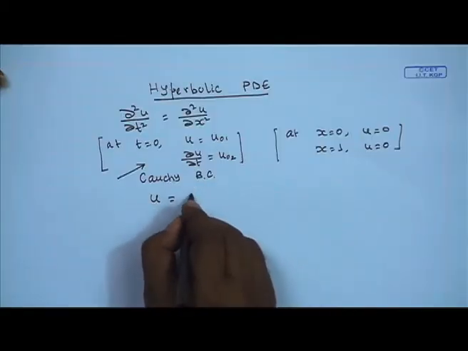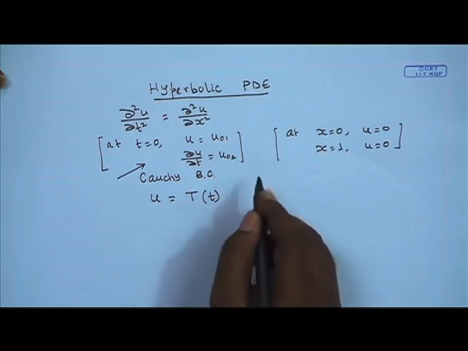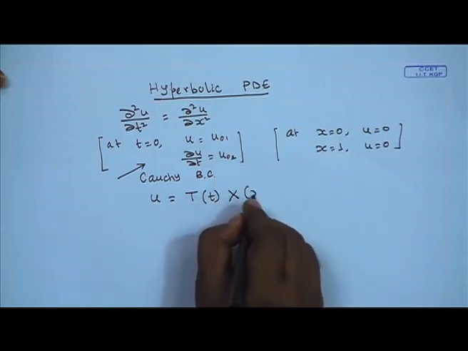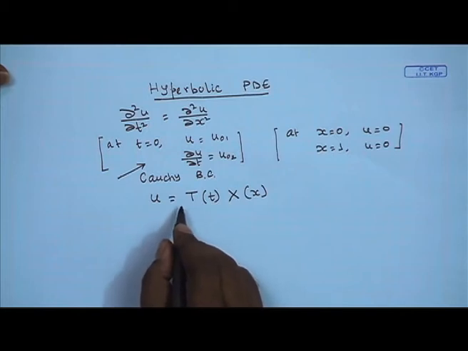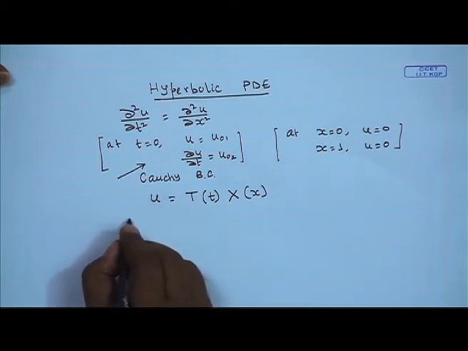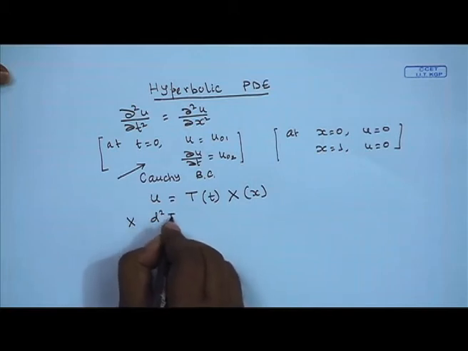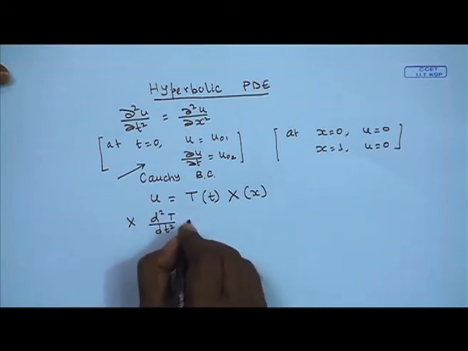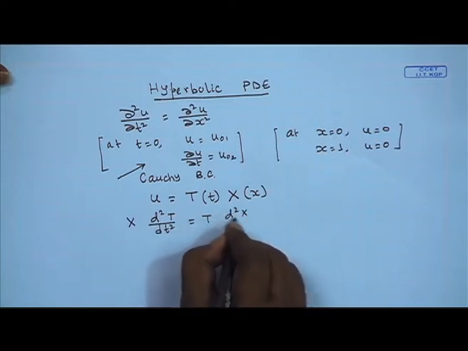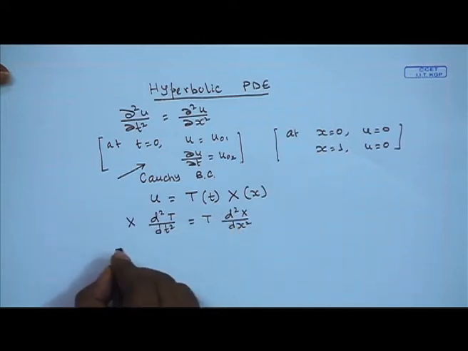Now what we will do next, we will look for a separation of variables type of solution, and since the boundary conditions in the x direction are homogeneous, we have to construct a standard eigenvalue problem in the x direction. So we assume that u is a product of two functions, one a function of time alone, another a function of space alone. We substitute this in the governing equation. If we do that, we get X d square T dt square is equal to T d square X dx square, and we divide by X T.